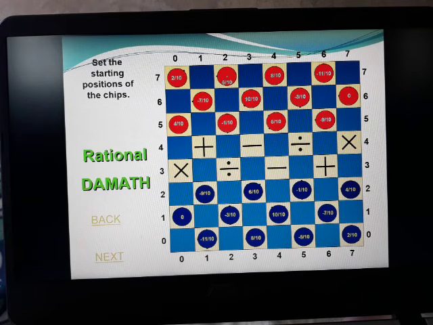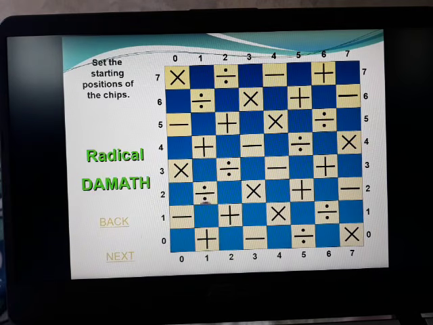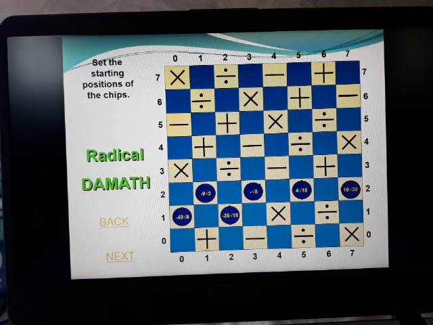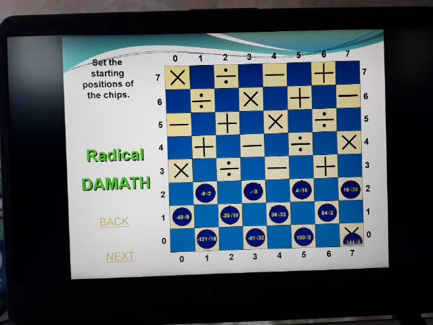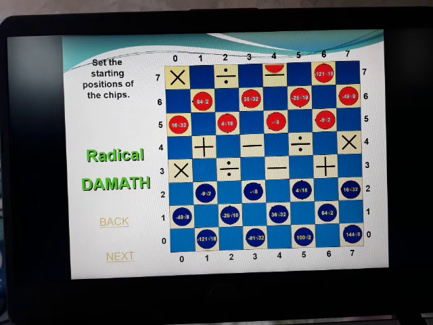Next one, we have the radical DAMATH: negative 9 square root of 2, negative square root of 8, 4 square root of 18, 4 square root of 16, negative 49 square root of 8, negative 25 square root of 18, 36 square root of 32, 64 square root of 2, negative 121 square root of 18, negative 81 square root of 2, 100 square root of 2, 144 square root of 8. Then the same position for the red chips.